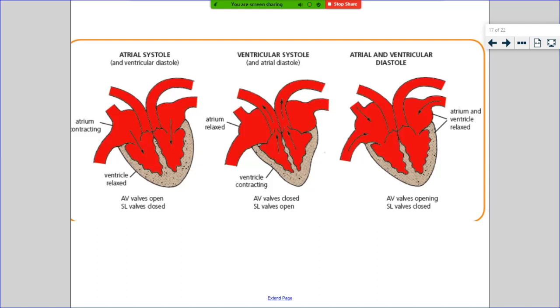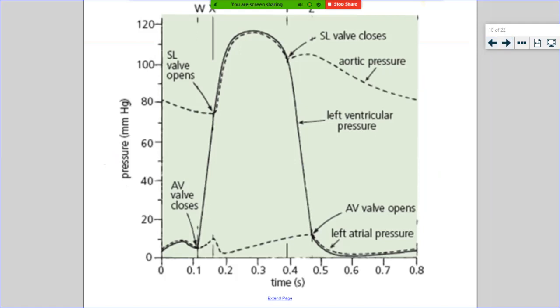0.4 seconds to 0.8 seconds, atria and ventricles are relaxing, they're undergoing diastole, and blood will trickle back into the atria, and some of the blood will trickle down into the ventricles. And then once that happens, the whole process starts all over again.